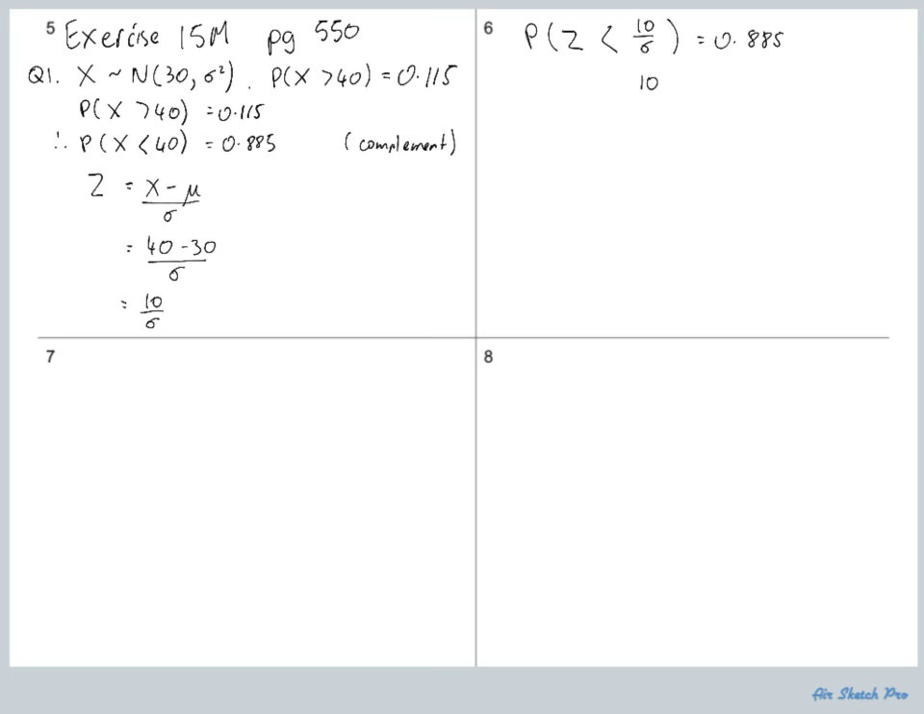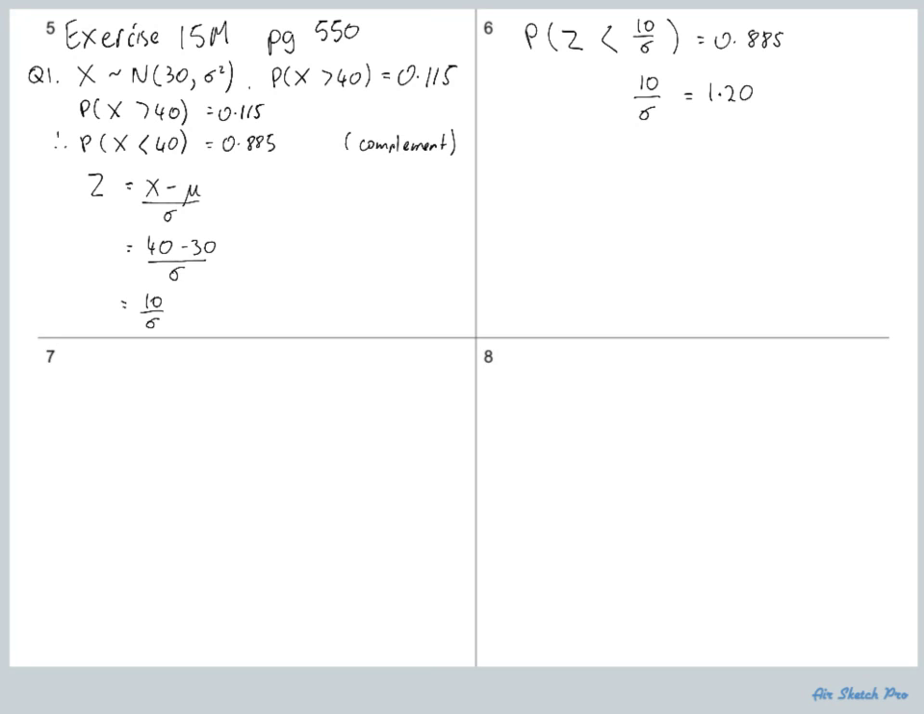So what does that mean? It means that 10 over sigma is equal to 1.20. I'm going to leave that whole value in my calculator because I think I'll use it a few times. I'm writing it down to 3 significant figures, but I'm keeping the full value in my calculator. Just stop there for a moment and make sure you're okay.